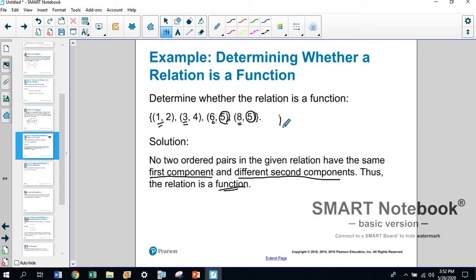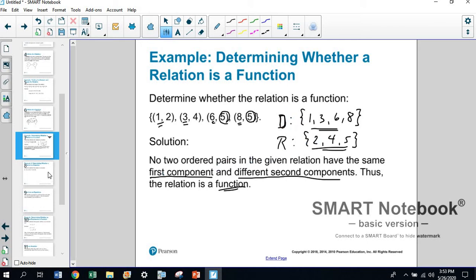So just to finalize it here, what's your domain? Your domain is the numbers 1, 3, 6, and 8. And your range, what's your range? Your range is the numbers 2, 4, and 5. Your range can have fewer things than the domain, but it can't be vice versa. You can't have fewer domain elements than the range if you're a function.